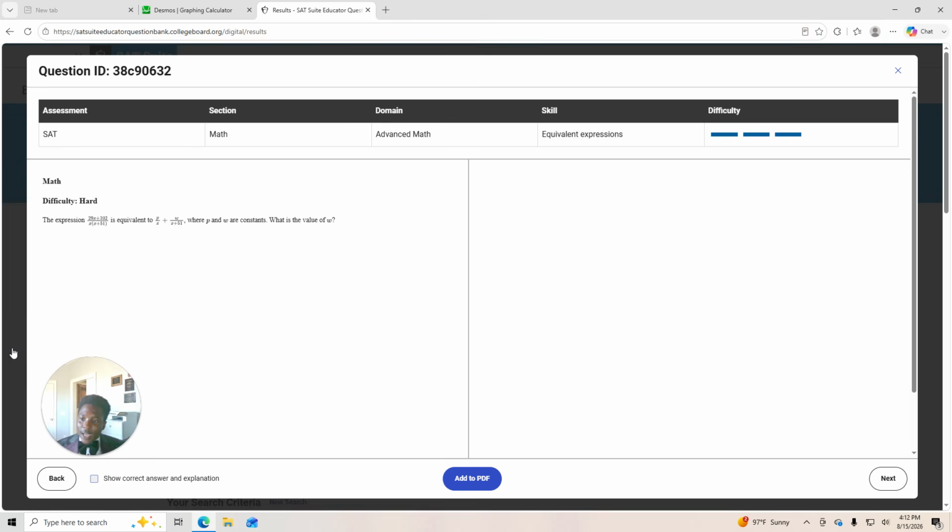It's as simple as that, guys. I'm telling you, Desmos can really help with the SAT, and I hope this helps for the upcoming SAT.